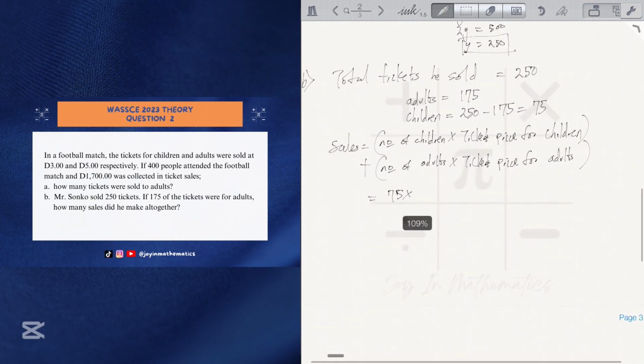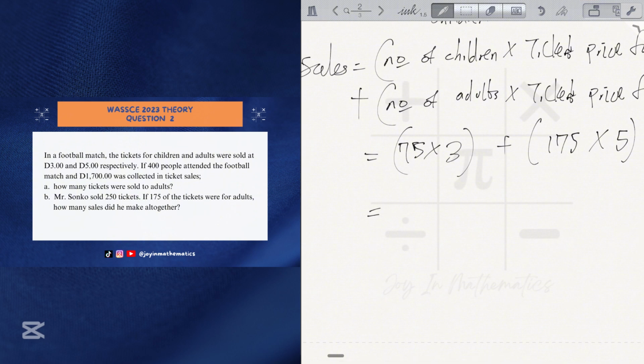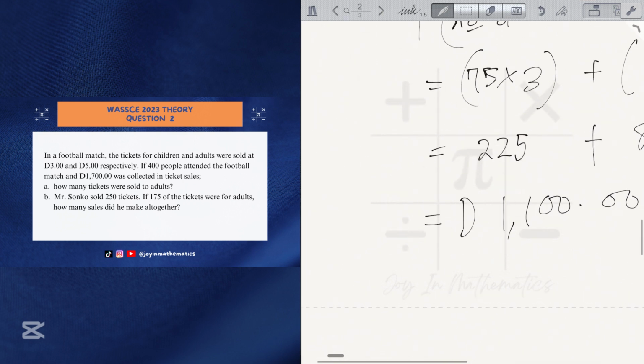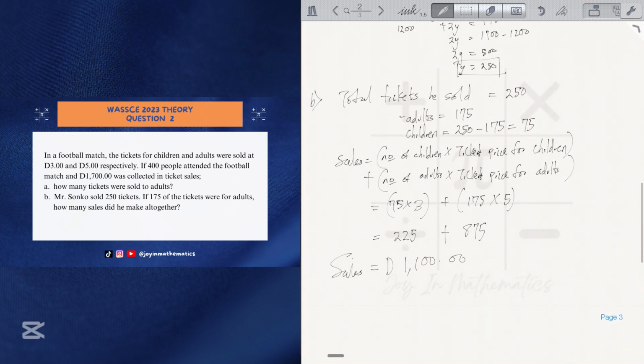If we simplify this together, 75 multiplied by 3 is 225, and 175 multiplied by 5 is 875. These added together will give us $1,100. So the sales he made altogether, let's call it total sales, is equal to $1,100.